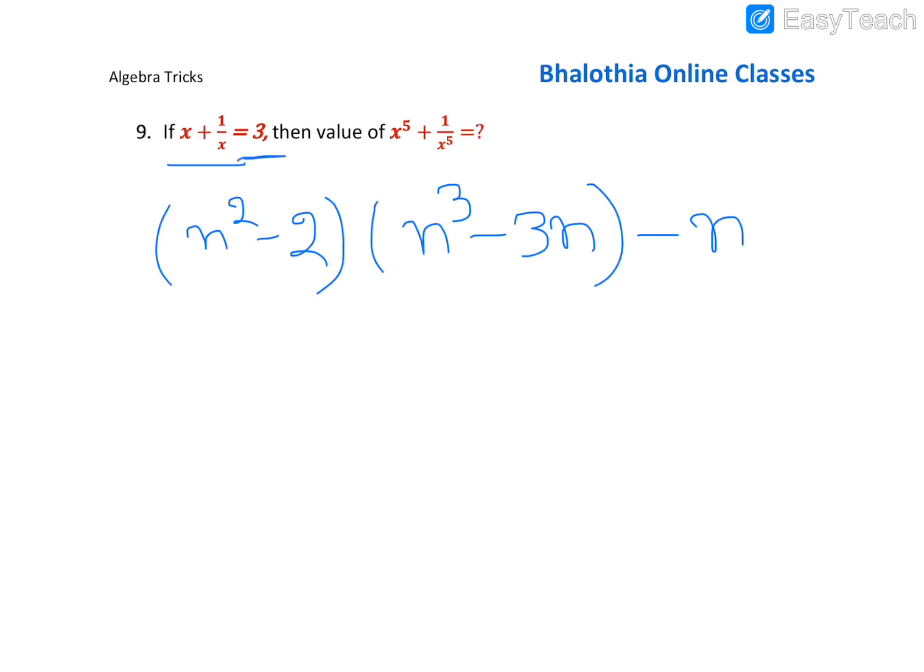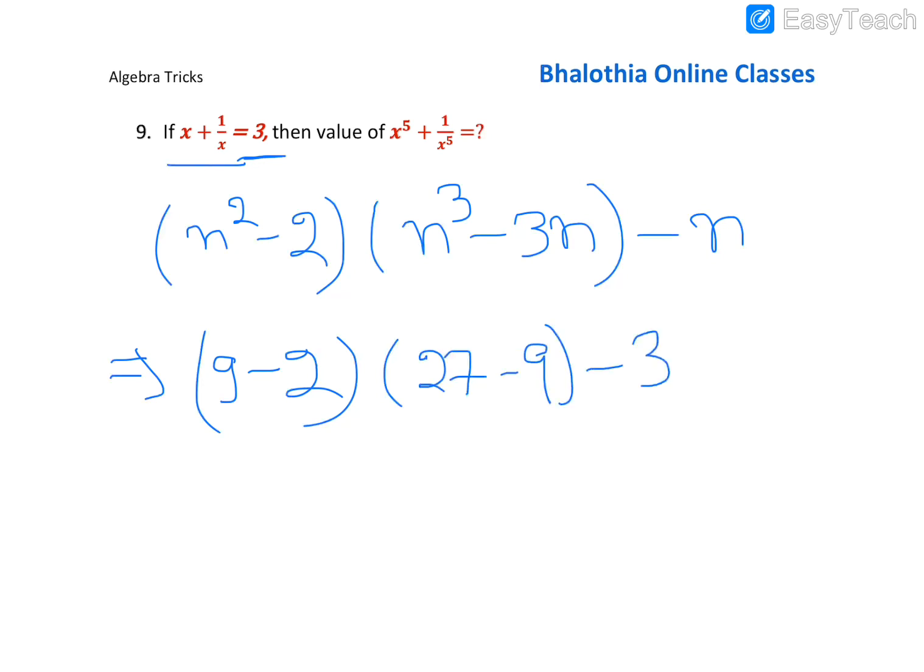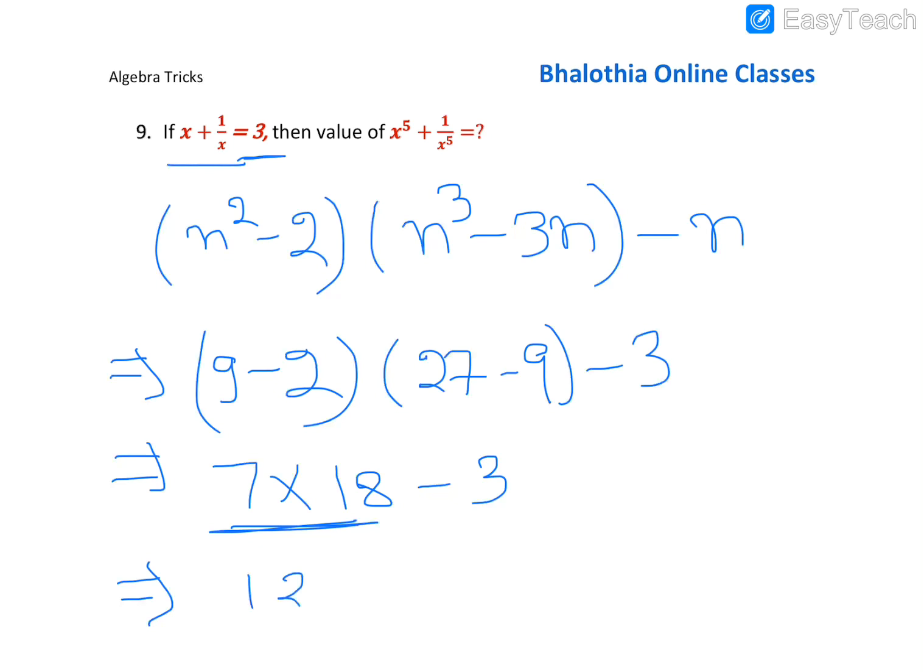So n is given as 3. Let's put 3. So it will become 3 raised to the power 2, 9 minus 2, and then 3 raised to the power 3, it will become 27 minus 9 and minus 3. Okay, so it will become 7 into 18 minus 3. So 18 into 7 equal to 123 minus 3. Sorry, 126 minus 3, it will become 123. So 123 is your answer in this case.